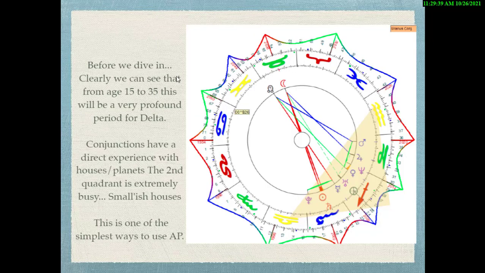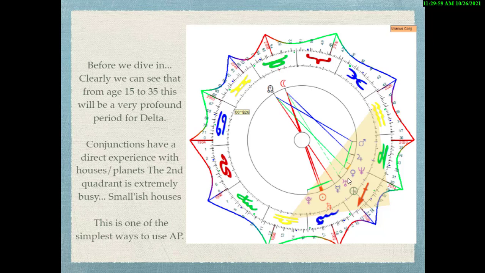Before we dive in, we can see that for Delta Goodrem, from age 15 or so to age 35, it's going to be very important and profound for her, because she's going to be conjuncting all this massive pileup of planets and you name it all the way down through here. So it's going to be big, right?